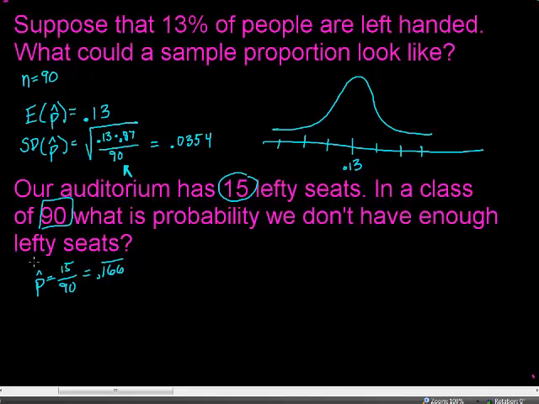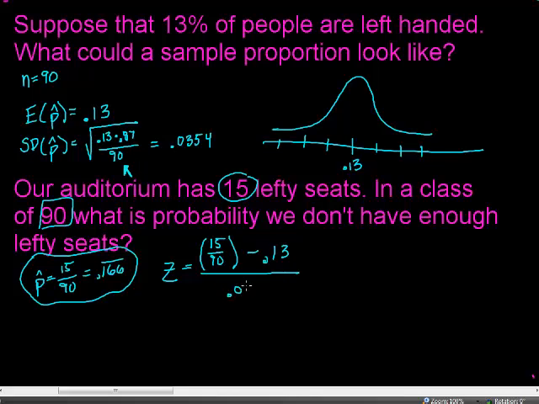So let's see where this particular sample would fall in my sampling distribution. To do that, I'm going to calculate a z-score. I'm going to take the 15 out of 90. Now, the reason I'm putting a fraction here is because I don't want to just round it to 0.16. I want to keep the whole decimal there. Minus, I expect 0.13. Divided by my standard deviation for a sample of 90, which is 0.0354. So 15 out of 90 minus 0.13, divided by 0.0354, I get a z-score of 1.0357.